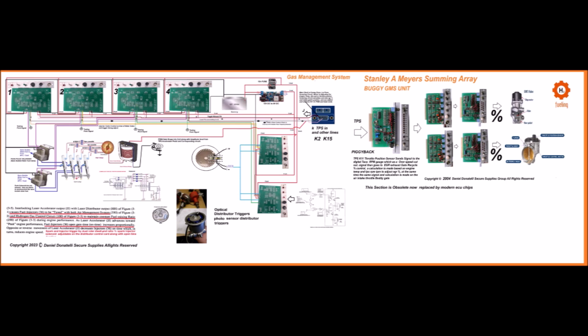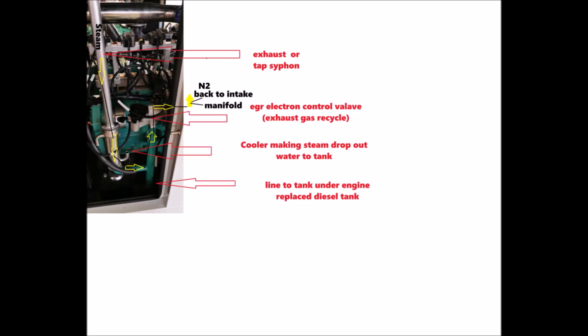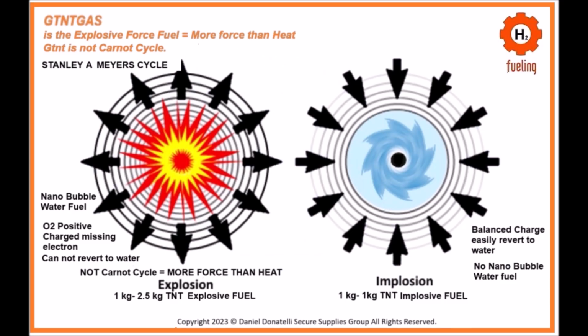Nanobubble fuels definition. Nanobubble fuels are a type of fuel created through a process where water is split into its constituent gases, hydrogen and oxygen, and then further processed to create fuel with unique properties, including missing electrons.